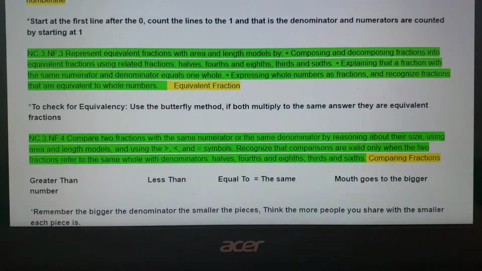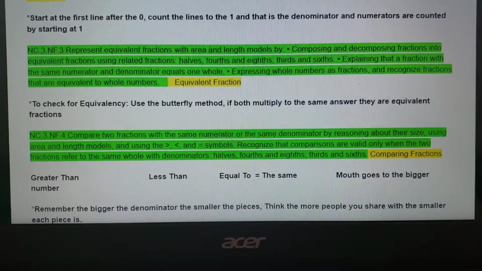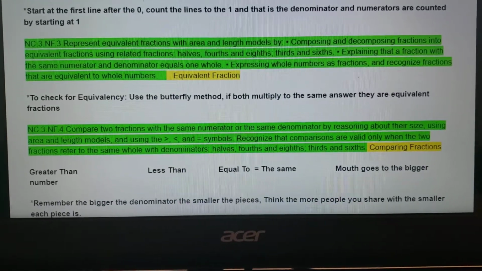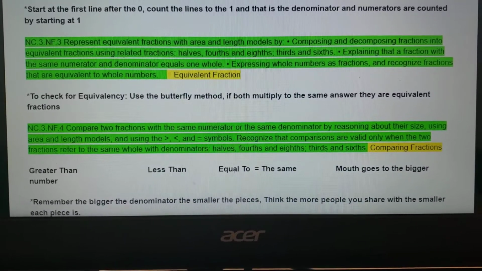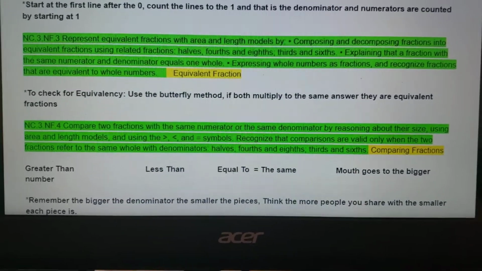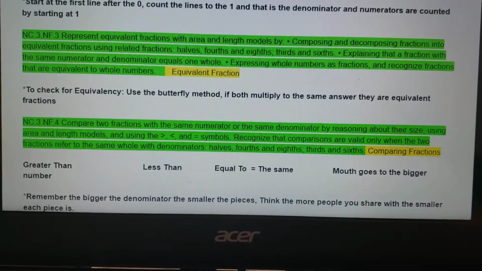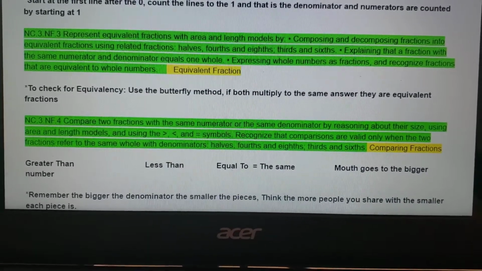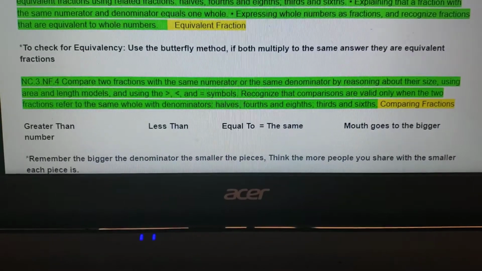And fractions work a little bit differently as far as when they have 2 fractions with the same denominator. It's kind of easy to compare fractions with the same denominator, because the bigger the numerator, the bigger the piece. But when you have fractions with different denominators, the bigger the denominator, the smaller the piece.